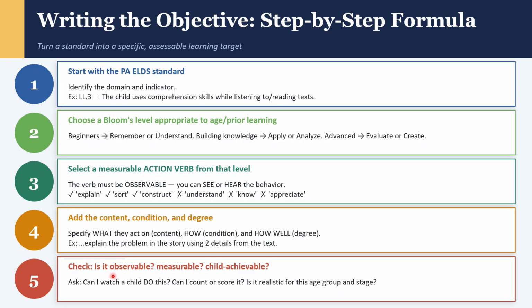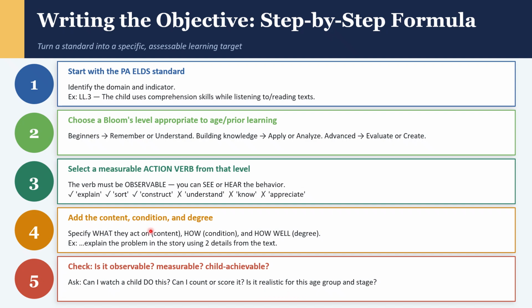Great. So is it observable? Is it measurable? Is it child achievable? So again, back to that 80% of my kids are going to be able to do that. We don't want to think like that, assuming 20% are not going to be able to do that. So can I watch the child do this? Can I count or score it? Is it realistic for this age group and stage or this particular child?